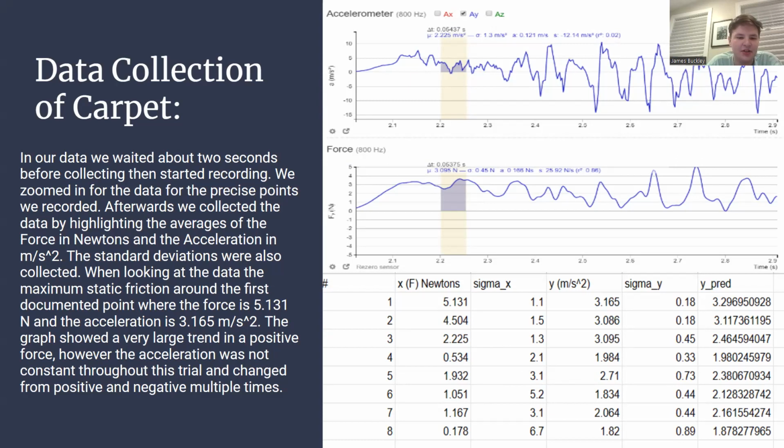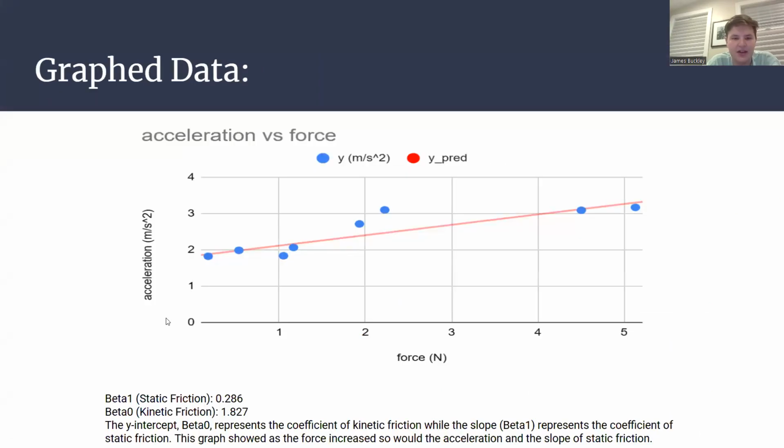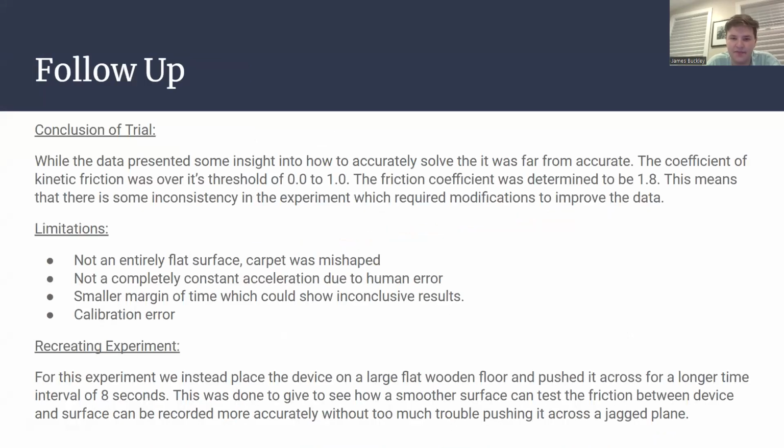The graph showed a large trend in a positive force. However, the acceleration was not constant throughout this trial and changed from positive to negative multiple times. Graph data: beta 1, the static friction, was 0.286, while beta 0, the kinetic friction, was 1.827. The Y-intercept represents beta 0, which is the kinetic friction, while the slope, beta 1, represents the coefficient of static friction. The graph showed that as force increased, so did the acceleration and the slope of the static friction.